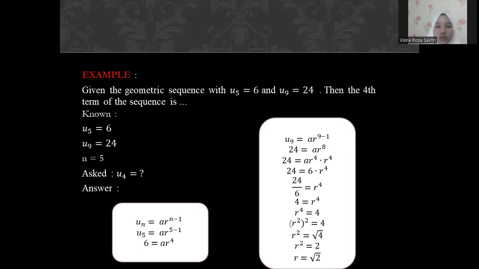24 over 6 is equal to r to the power of 4, and then 4 is equal to r to the power of 4. r to the power of 4 is equal to 4. (r squared) all squared is equal to 4. r squared is equal to the square root of 4. r squared is equal to 2. r is equal to the square root of 2.